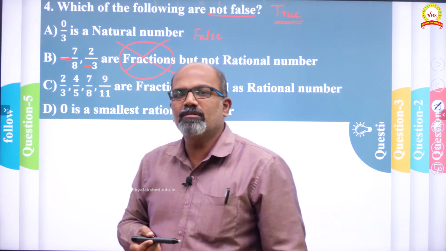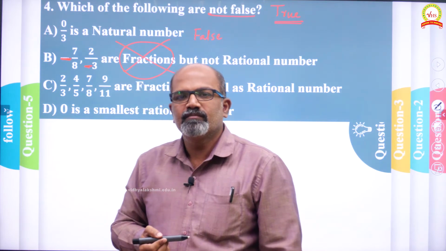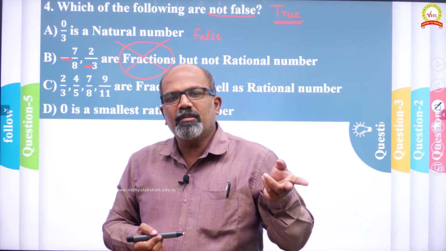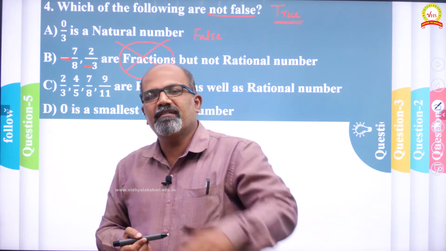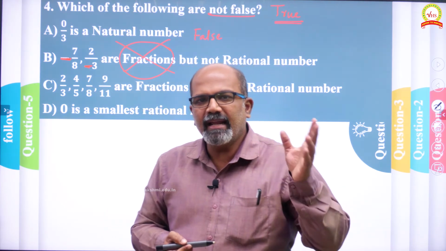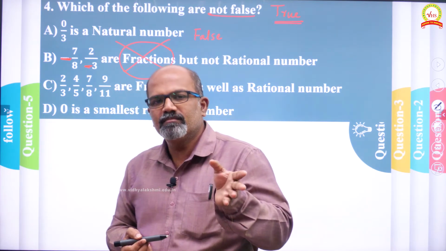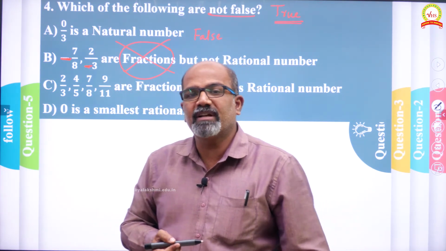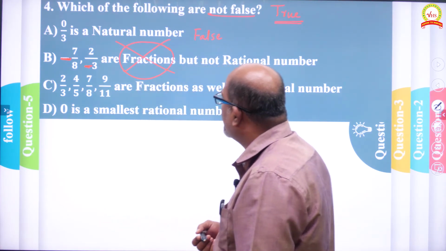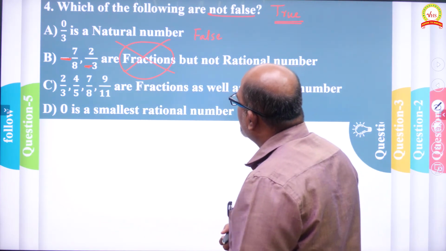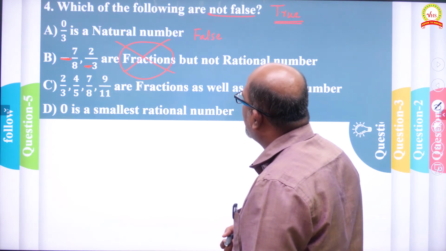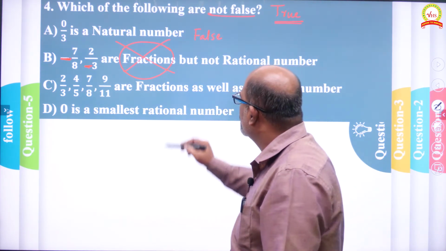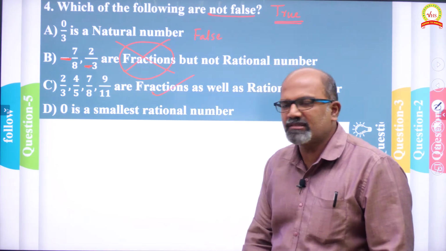Okay. Because you learned the property: all the fractions come under the rational numbers, but not all the rational numbers will come under fractions, because negative fractions will not come under fractions. But negative fractions are also included in the set of rational numbers. Right? The next option C, 2 by 3, 4 by 5, 7 by 9, 9 by 11 are fractions. Yes, definitely fractions. So this is the correct one.